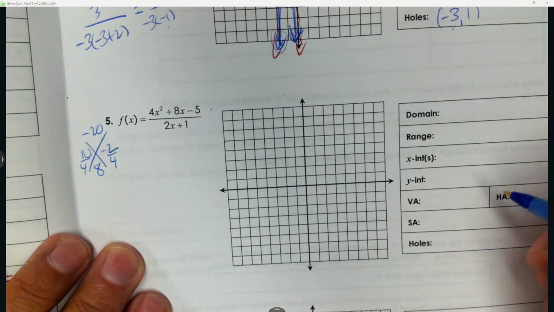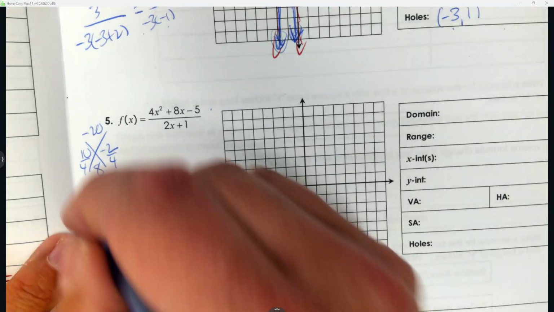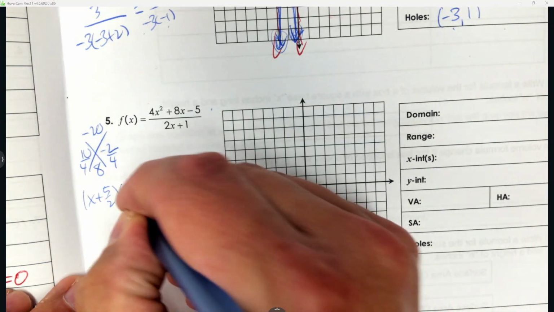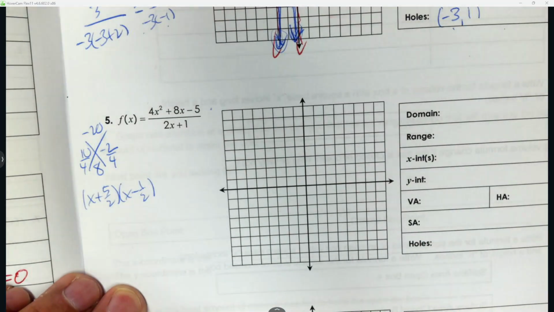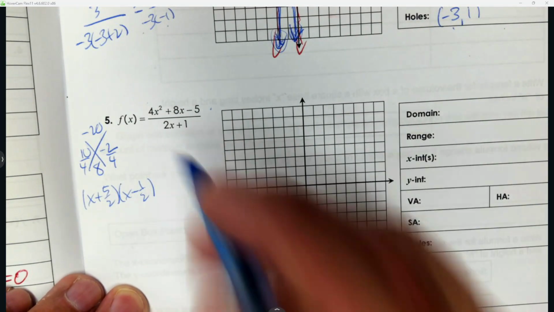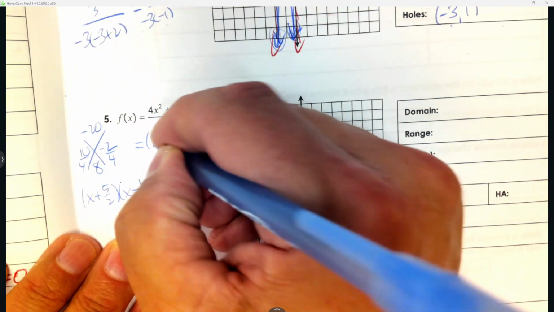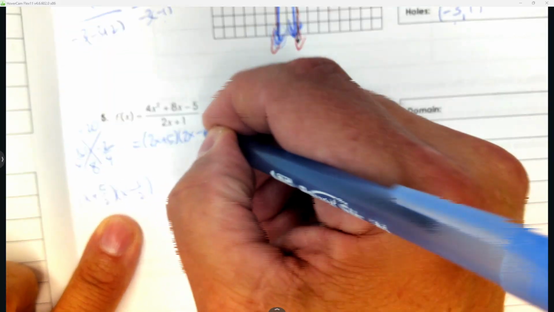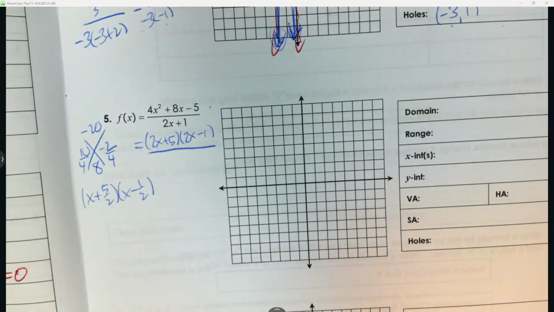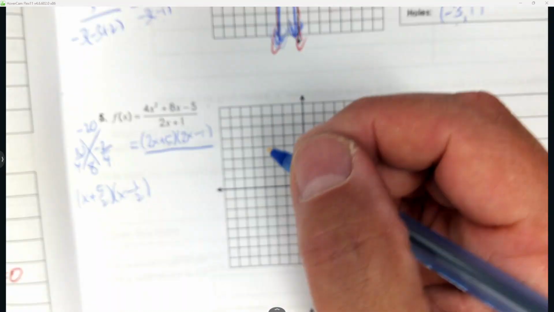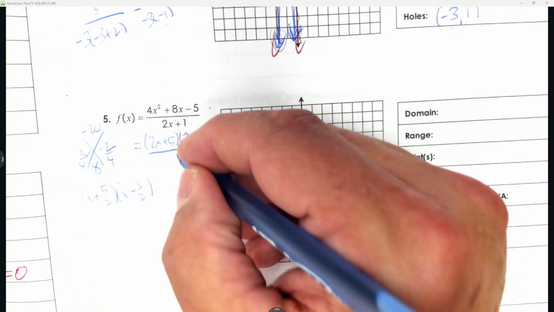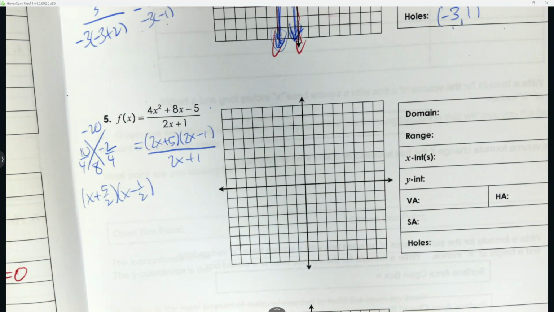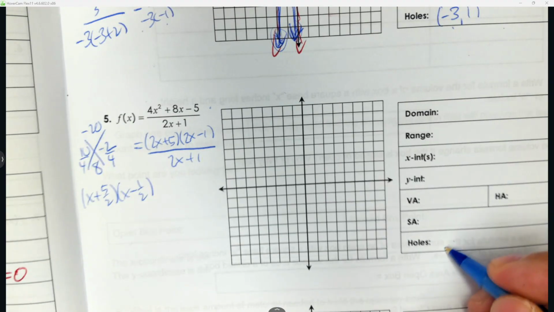Now, when I divide by 4, I got to reduce it down. So really, this is 5 over 2, and this is 1/2. So you have to reduce it down to lowest terms, then slide it. So we have 2x plus 5 and 2x minus 1. And then the bottom is 2x plus 1. Did I get my signs right? Yeah. All right. So no hole in this then.